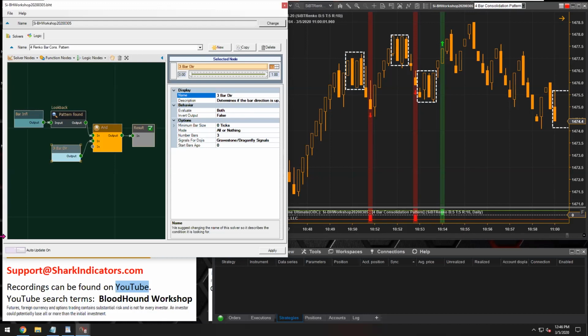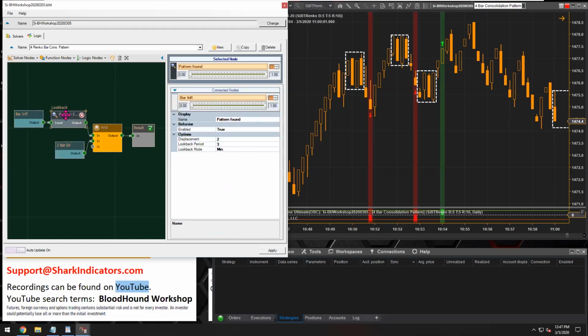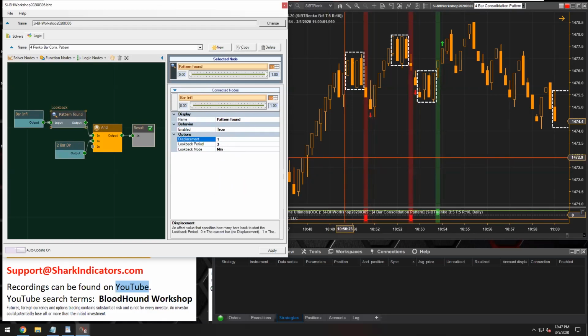Okay, so Richard's saying it's the pattern plus 1. Okay, so let's reduce everything down here. We'll look for number of bars, and we'll reduce that down to 2. Pattern found. So reduce the displacement down to 2. Okay.